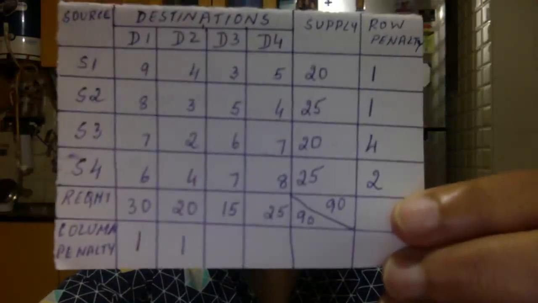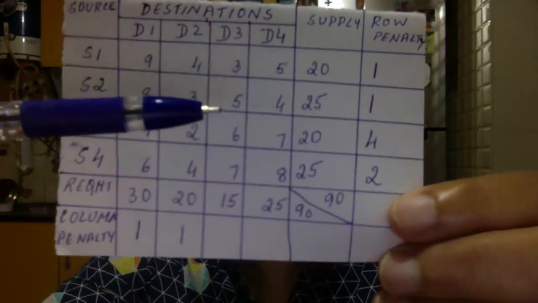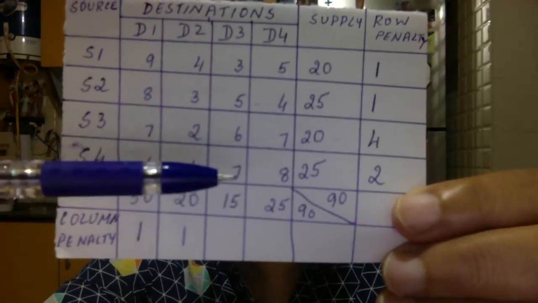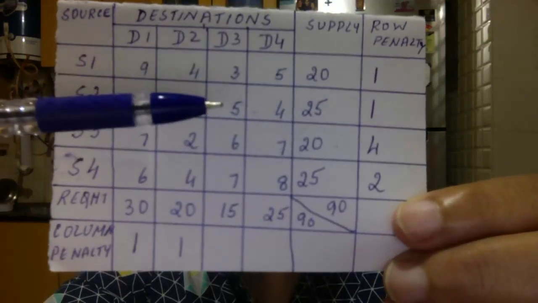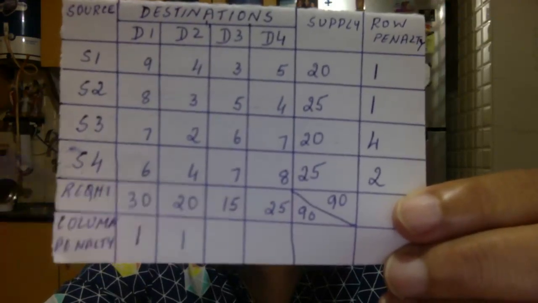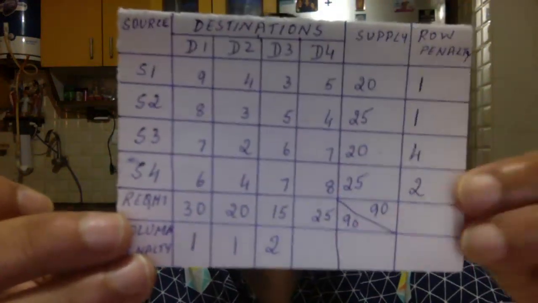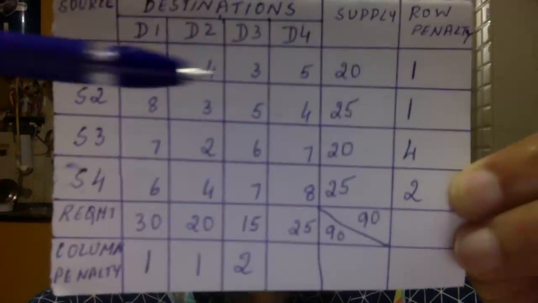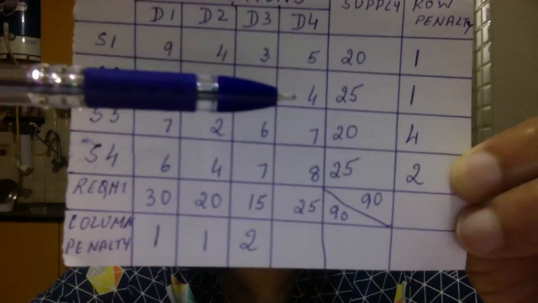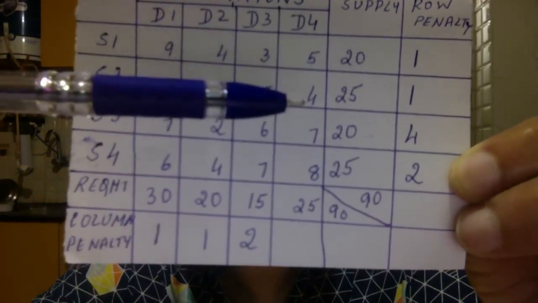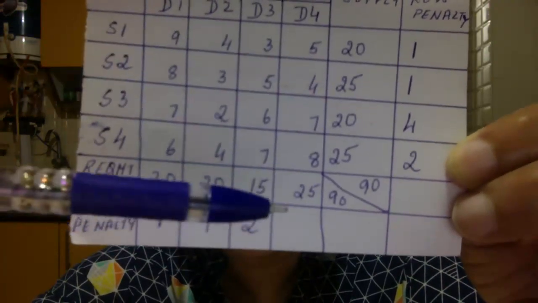Let us come to the third column. We have 3, 5, 6 and 7. The least is 3. The next least is 5. So 3 minus 5, the column penalty here will be 2. We come to the next column, D4: 5, 4, 7 and 8. Least is 4, next least is 5. So 4 minus 5, the column penalty here is 1.